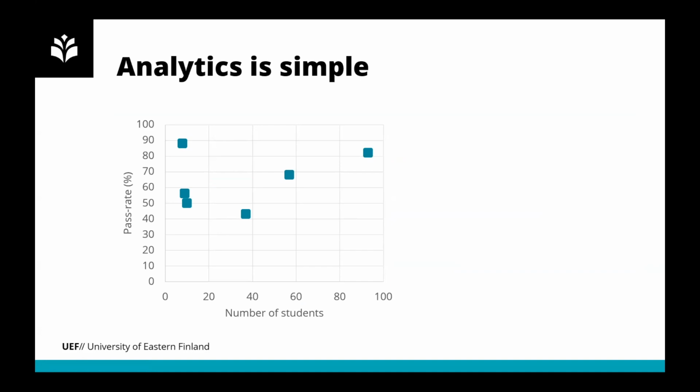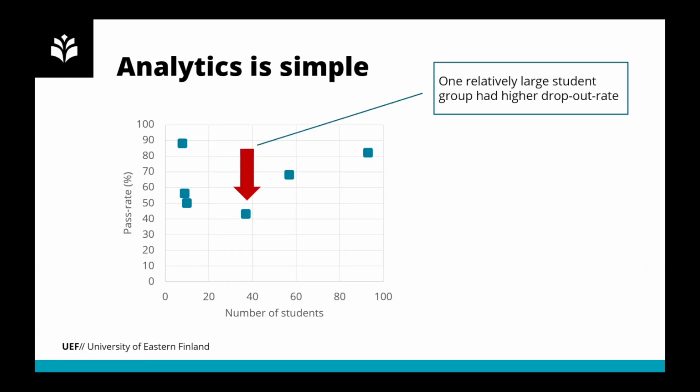So, this was one course I held last spring, and typically these are different student groups, the size of the group and the pass rate. And there's one group where less than 50% of the students were passing the course. So they had a high dropout rate. And then I was wondering why they had.